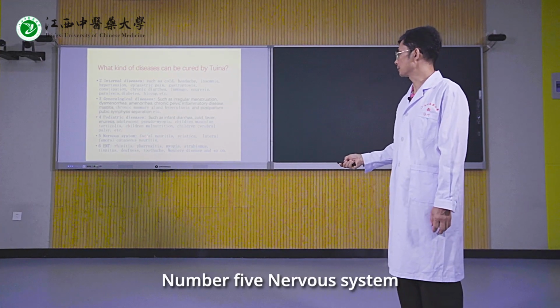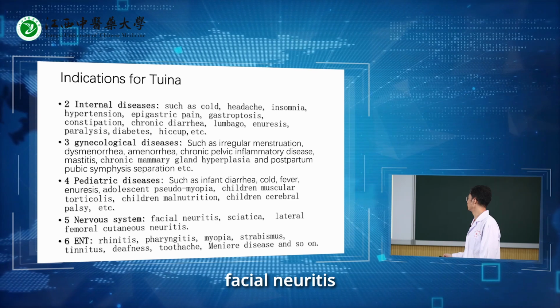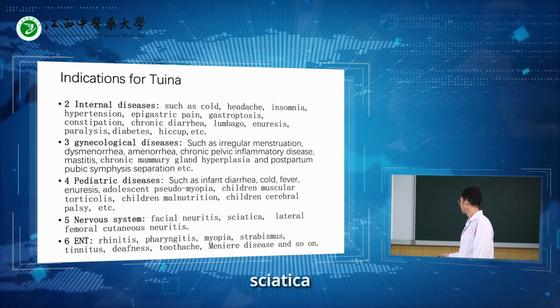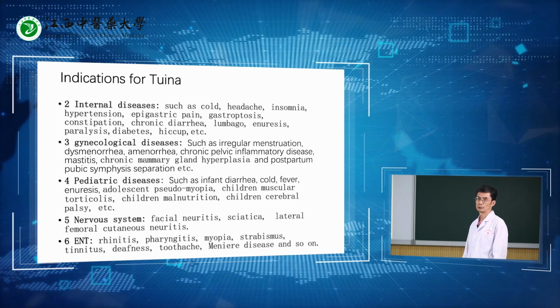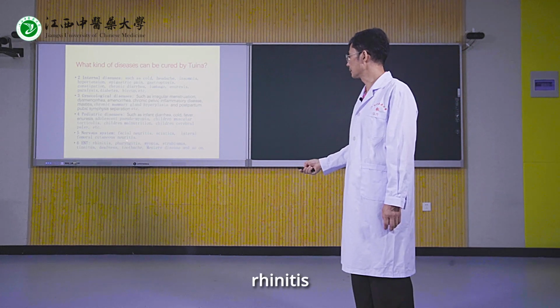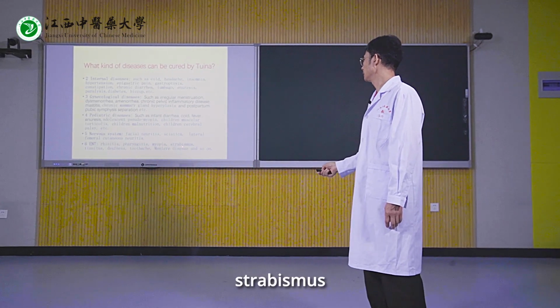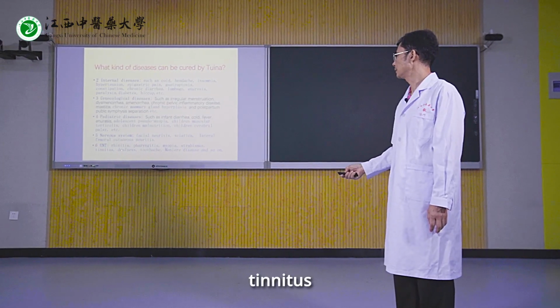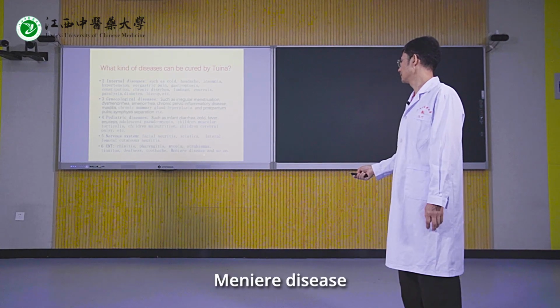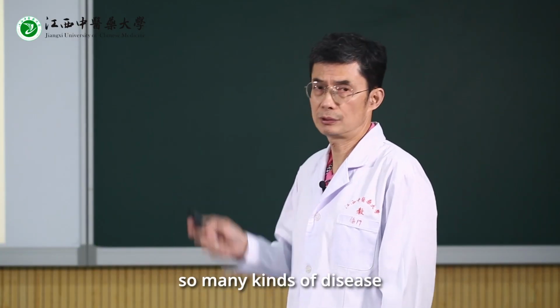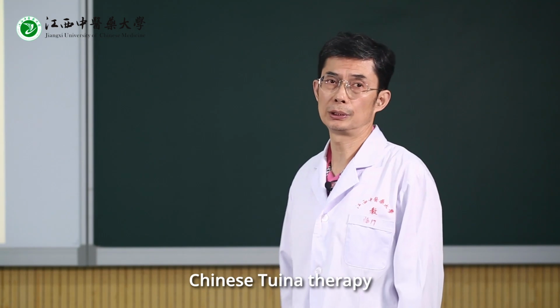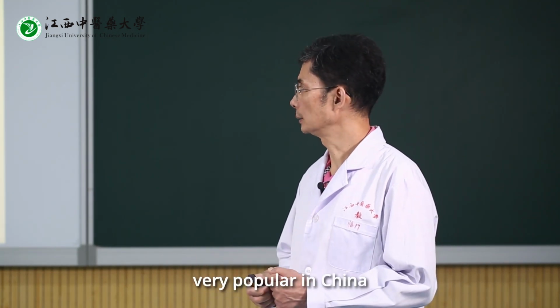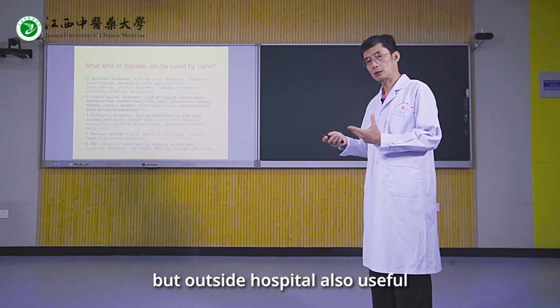Number 5, nervous system. For example, facial neuritis, sciatica, lateral femoral cutaneous neuritis, and ENT diseases. For example, rhinitis, pharyngitis, myopia, strabismus, tinnitus, deafness, toothache, Meniere's disease, and so on. So many kinds of diseases from different departments can be cured by Chinese tuna therapy. That's why it is very popular in China, in hospitals of course, but outside hospitals it is also useful.